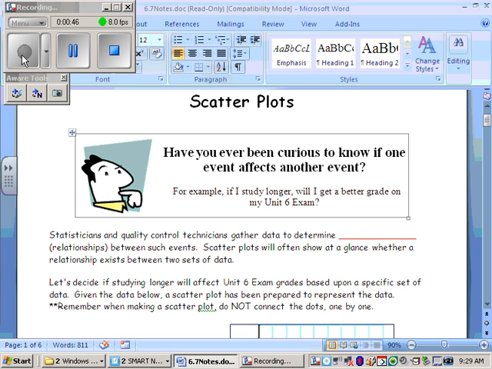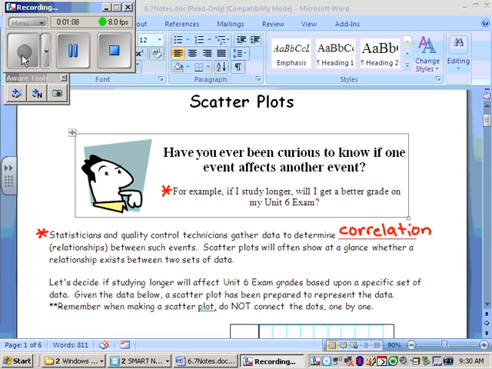So if you look at the first paragraph, it says, statisticians and quality control technicians gather data to determine blank between such events. There's a word we use to determine a relationship in a scatter plot, and that's called a correlation. So a correlation is a relationship between two events. Scatter plots will often show at a glance whether a relationship exists between two sets of data.